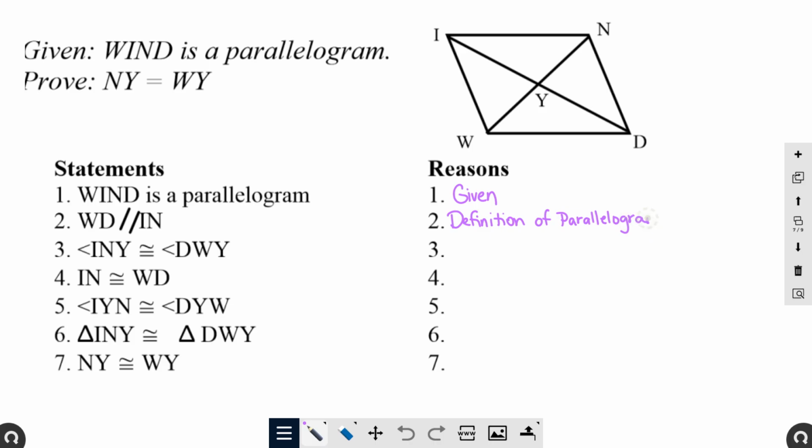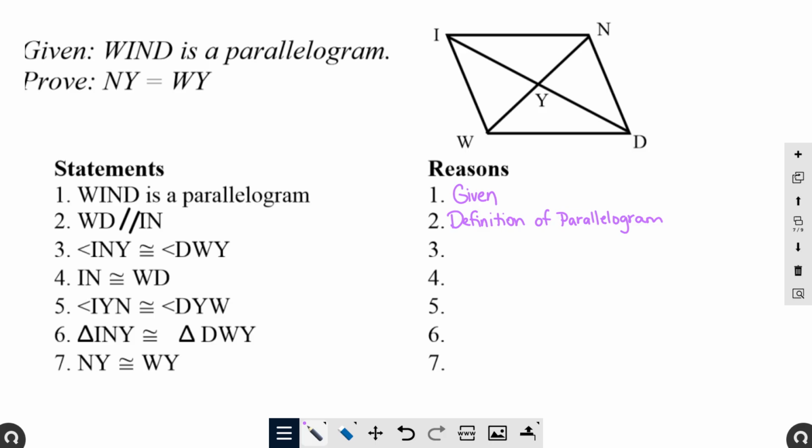The root word there is parallel. So if we have a parallelogram, then we have parallel sides, and that's what the next one is telling us. Now the next part is showing us some angles. So anytime it gives you information, write it in your picture.